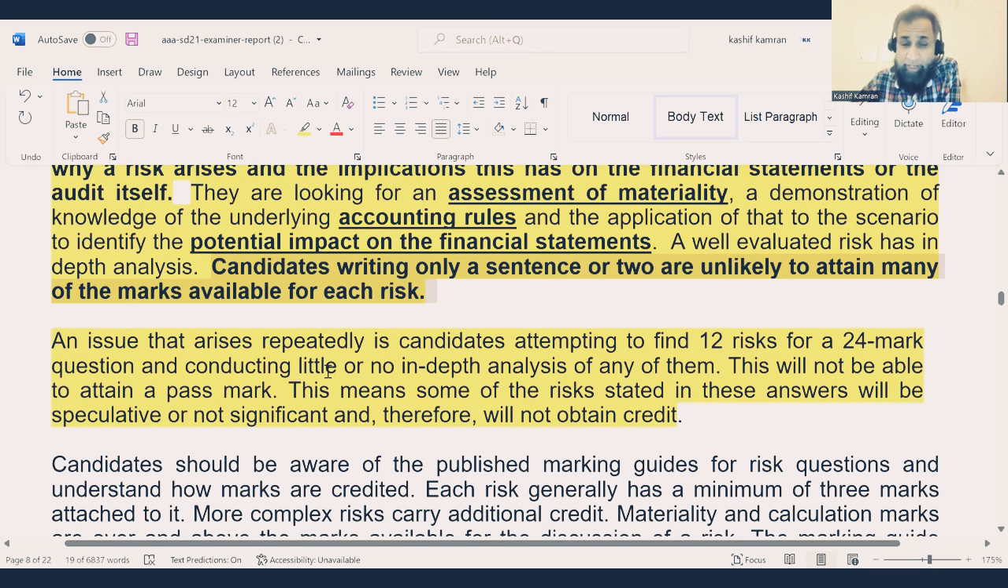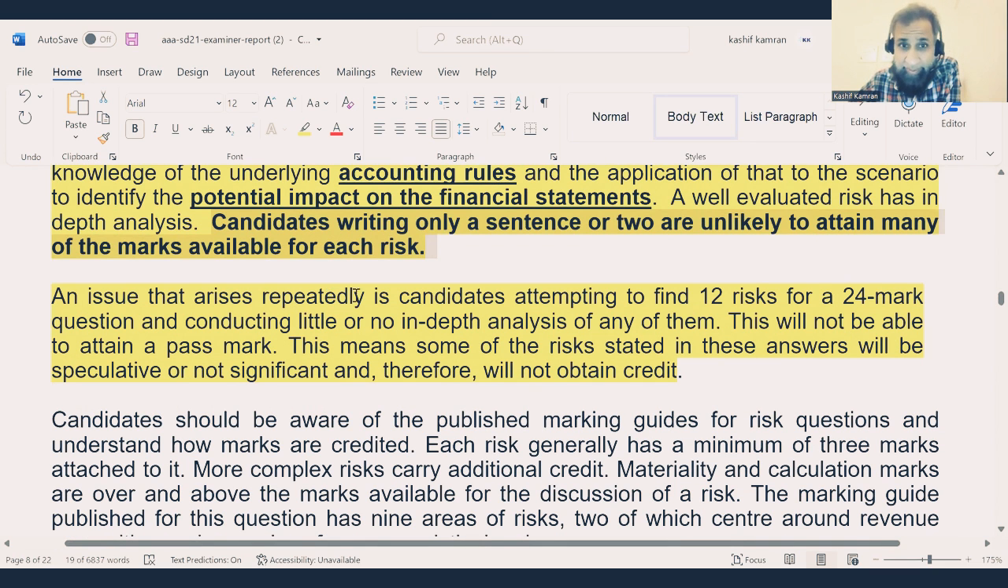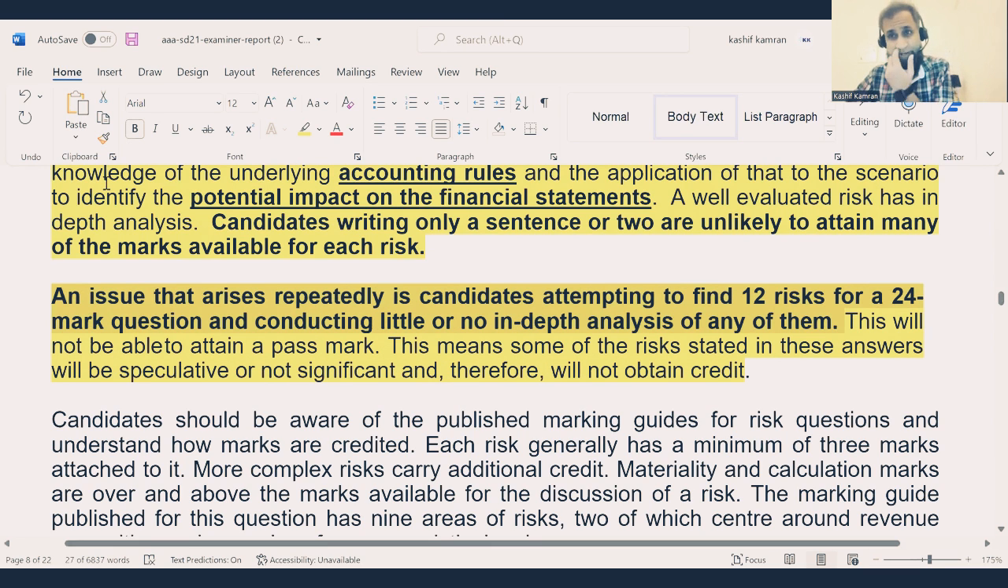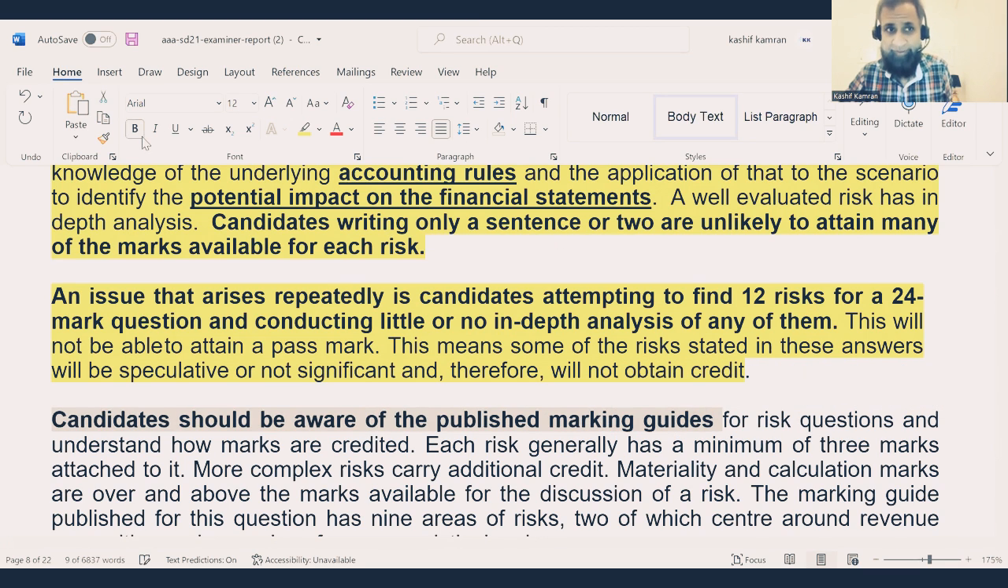Okay, the next one. An issue that arises repeatedly is a candidate attempting to find 12 risks for a 24 marks question and conducting little or no in-depth analysis. So the examiner is frustrated with students finding 12 risks for a 24 marks answer, and says the student should look at the marking scheme. The candidate should be aware of the marking schemes to know how many risks they should write for a 24 marks answer. I hope you're very clear that you're not writing 12 risks for a 24 marks answer. You're writing less than that. I think even 9 risks can make up the 24 marks, right?